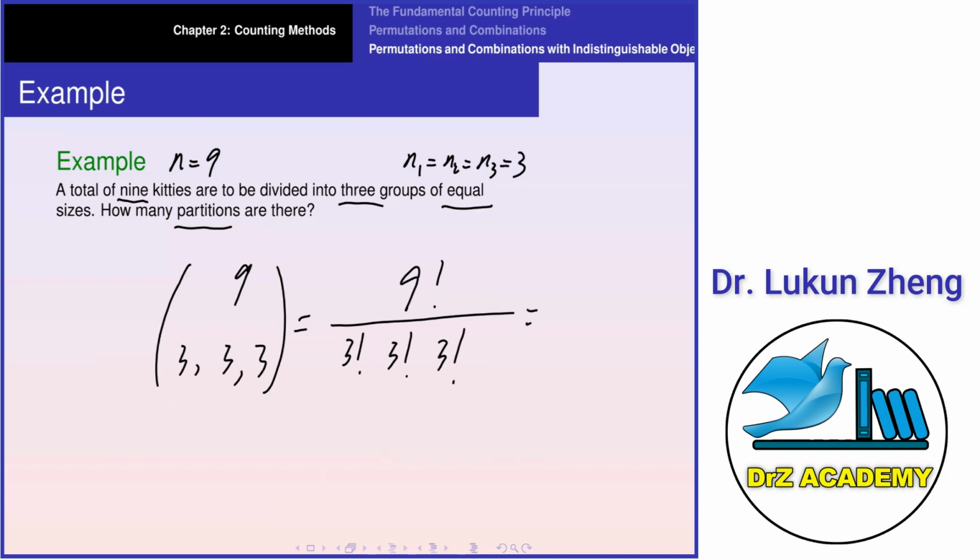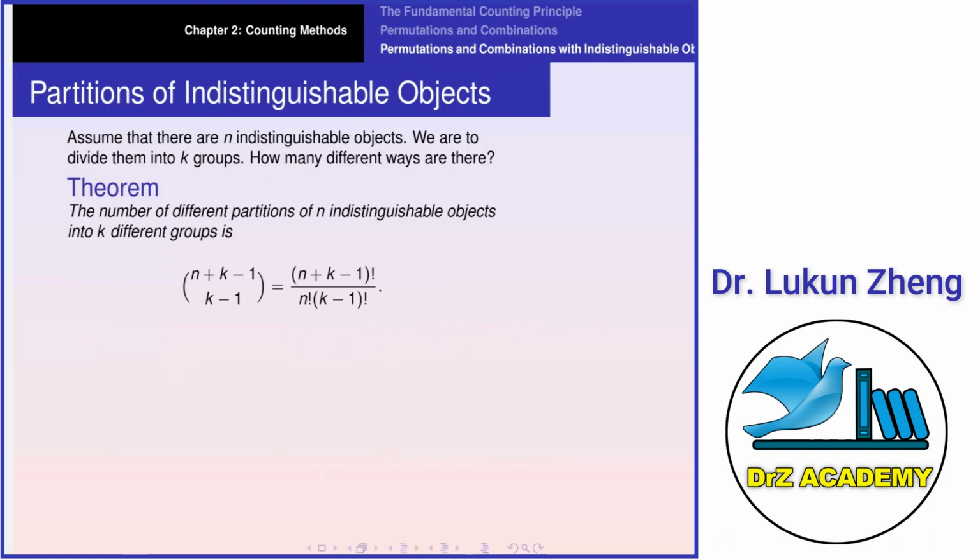So 9 factorial over parentheses 3 factorial times 3 factorial times 3 factorial, close the parentheses. All right, so it is 1680. All right, 1680. Easy, right? So very good. Now, the last situation.